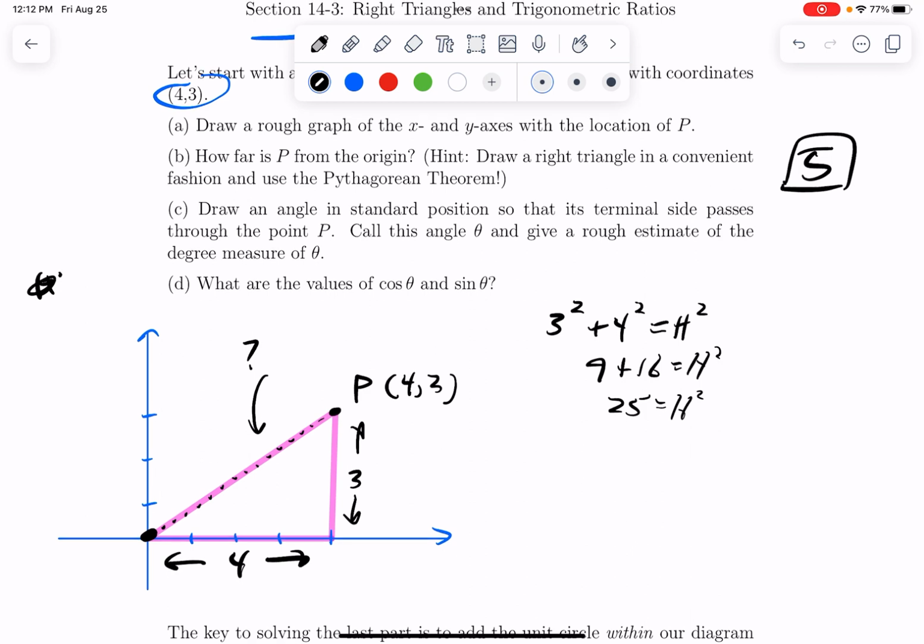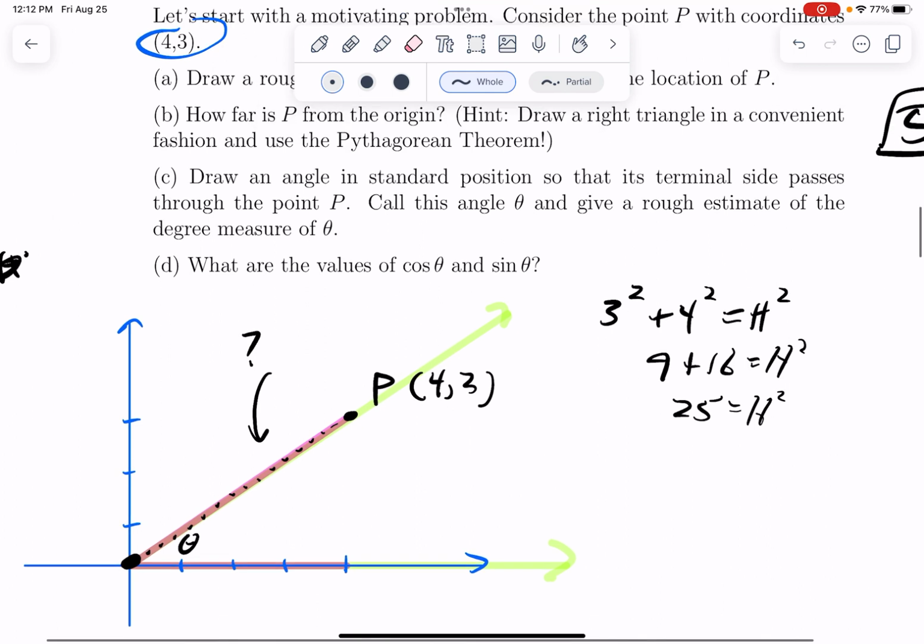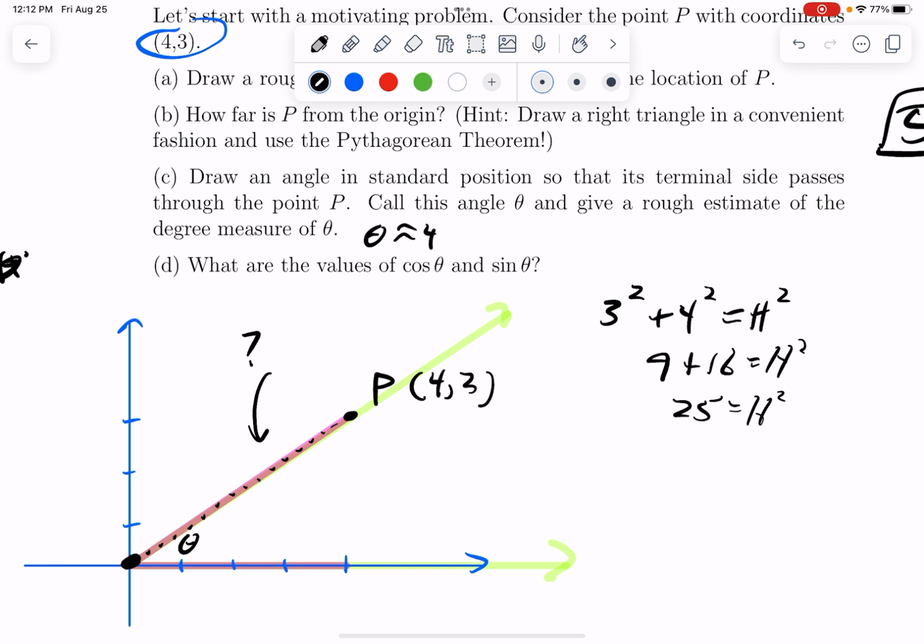Now, given what I've already done here, it's pretty easy for me to extend this into an angle in standard position. Here's one side following the x-axis. Here's the other side. Basically already hinted at it. And here is my angle theta. I'm actually going to delete this part because it's kind of getting in the way. There's my angle theta. It looks to me like theta is something like 40 degrees. That's just my rough approximation from the picture.